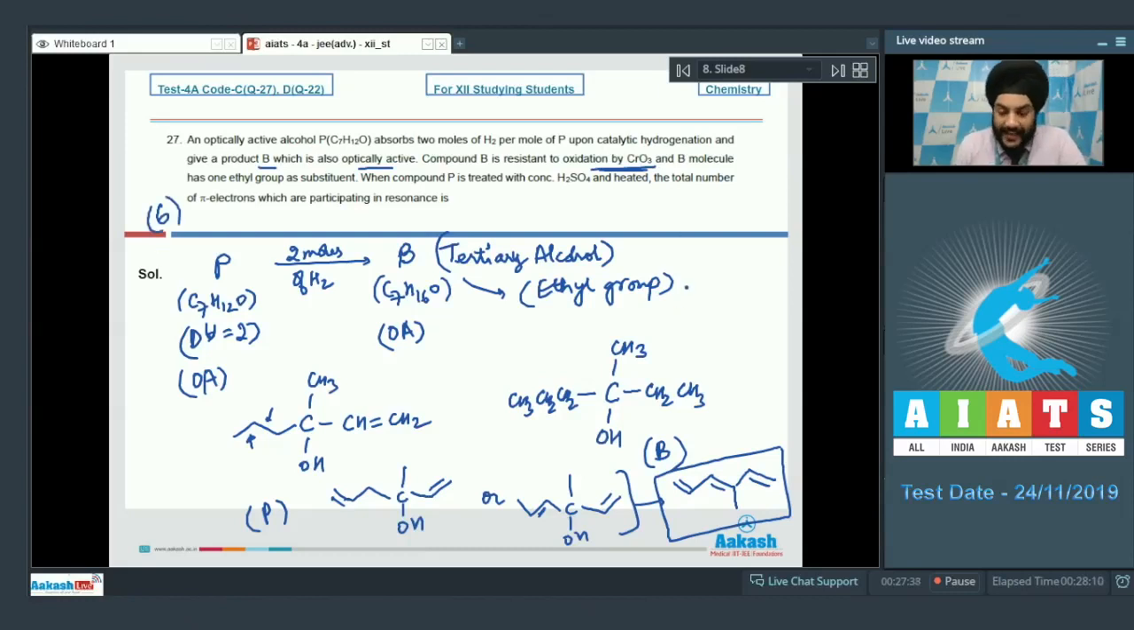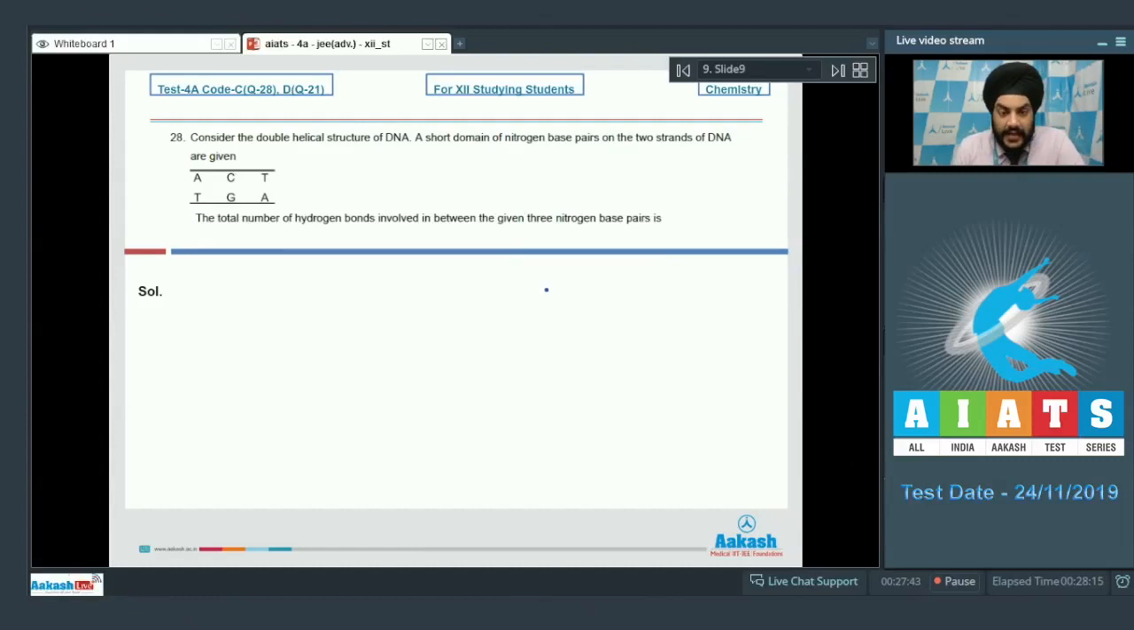Okay, let us look at the next question now. Question number 28. Consider the double helical structure of DNA. A short domain of nitrogen base pairs on the 2 strands of DNA is given. So we have been given a strand of DNA, students. We have to comment on the total number of hydrogen bonds involved between the given 3 nitrogen base pairs.